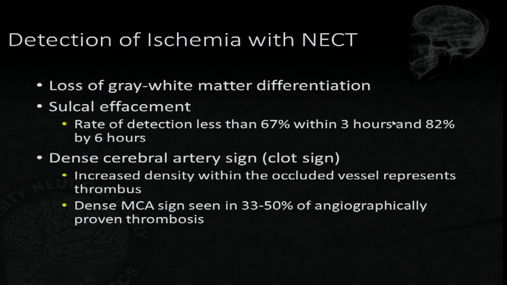So, on a non-contrast CT scan, the first few changes are going to be sulcal effacement, loss of gray-white matter differentiation, and you may or may not have that dense MCA sign. The more edema the patient has, the more sulcal effacement, and that's going to be less than 67% within 3 hours, but it improves to 82% by 6 hours. So by 6 hours, we usually see a very well-defined area of stroke.